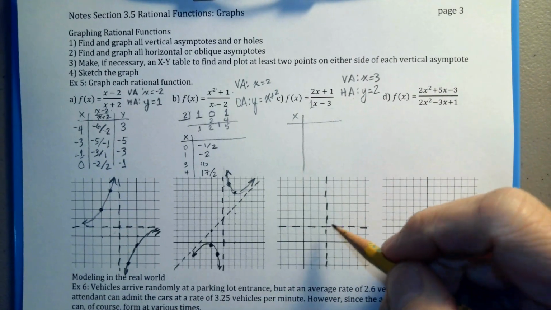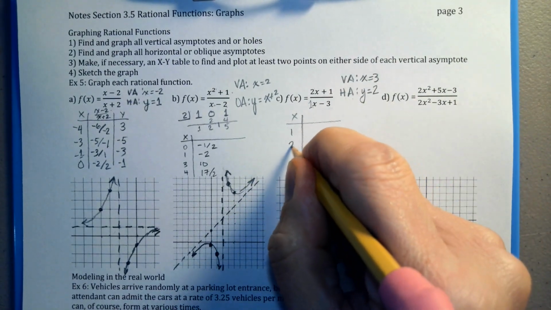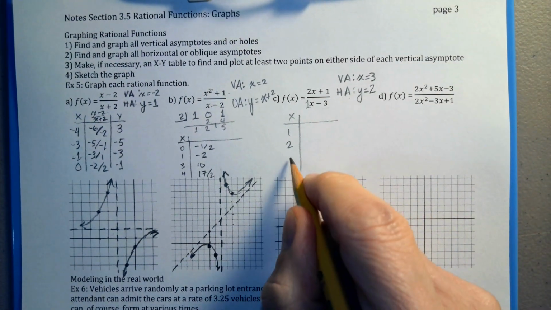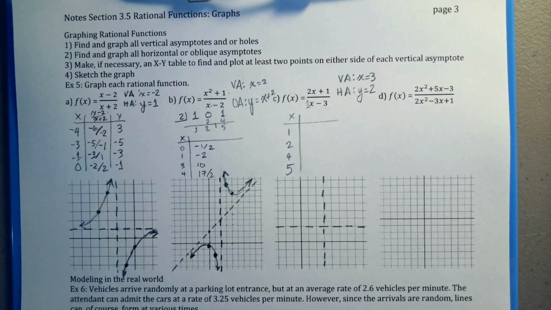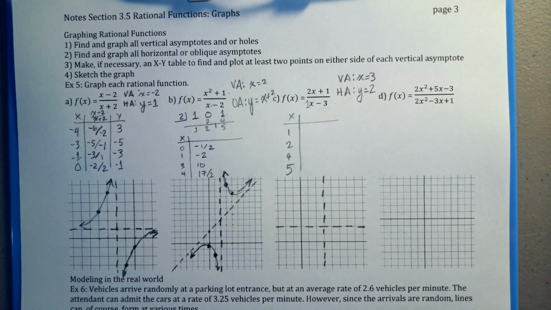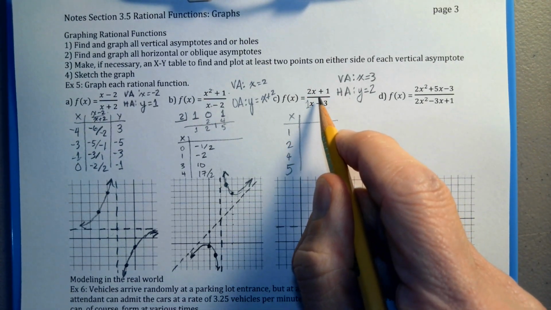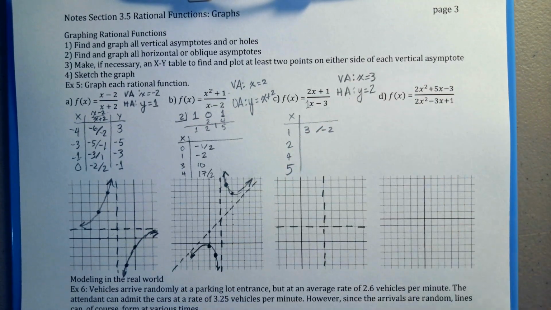And so those should be the 2 immediately to the left. That's a 1 and a 2. We put them in order usually. Can't put a 3 in. We put a 4 and a 5. So 1, 2, 4, 5 are the best ones to do. Okay. All right. So when you put a 1 into this, you get 3 over negative 2.